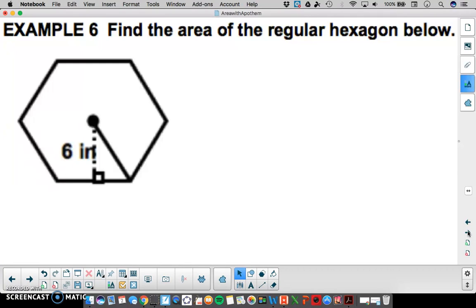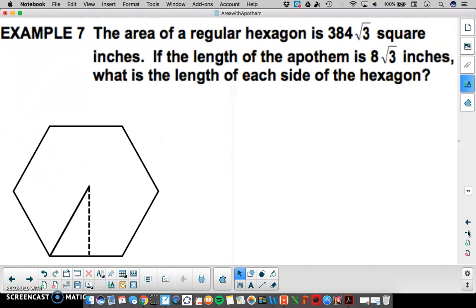I want you to try example 6, given the apothem. And then example 7. We're given the area and the length of the apothem, and we want to know what the length of each side will be.